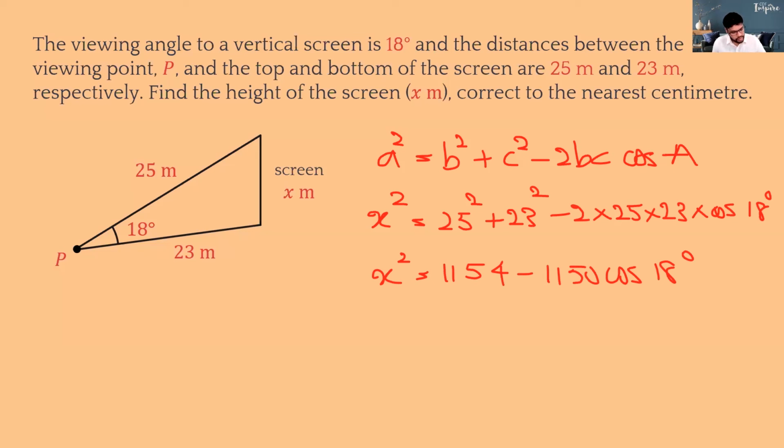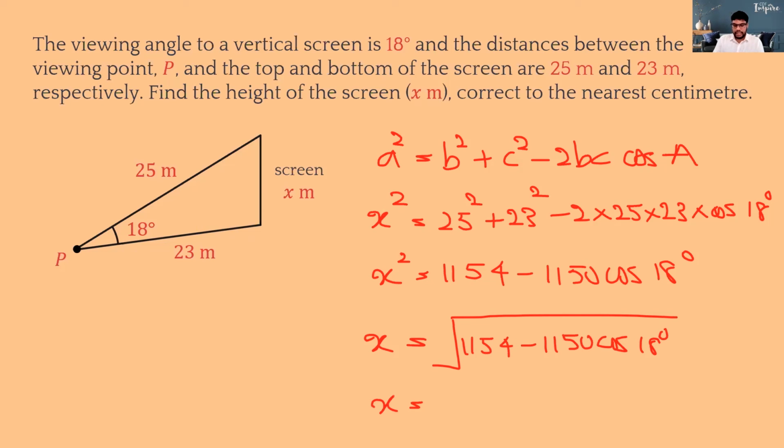Now, children, you take the square root of this: 1154 minus 1150 cos 18. Children, tell me what you all get. Tell me the answer you all get when you put this into the calculator. What do you get? 7.7643. I'll just take a few extra decimal places, children, right? Okay. Now you all get this.